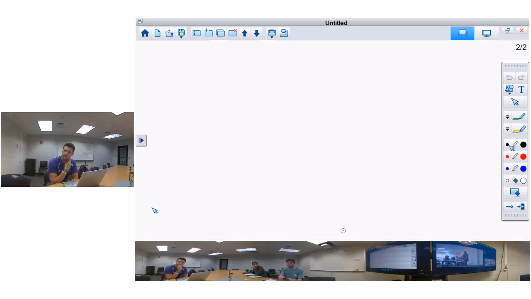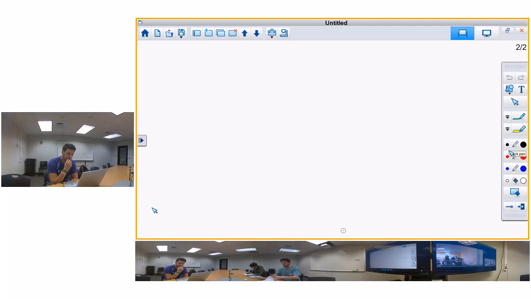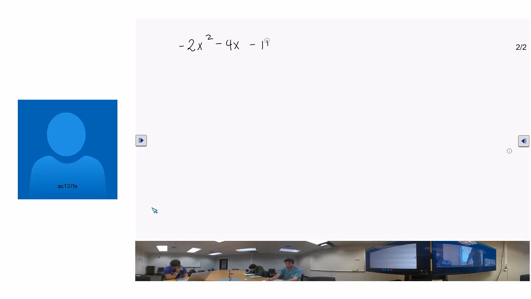Let's try one this time with a coefficient other than 1. So, negative 2x squared minus 4x minus 11 is equal to 0.